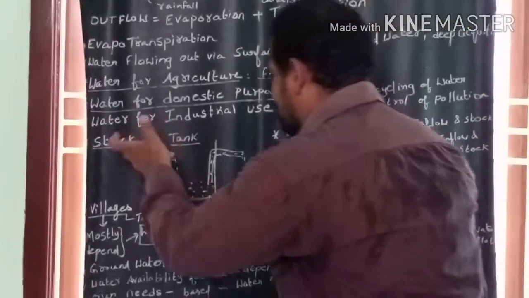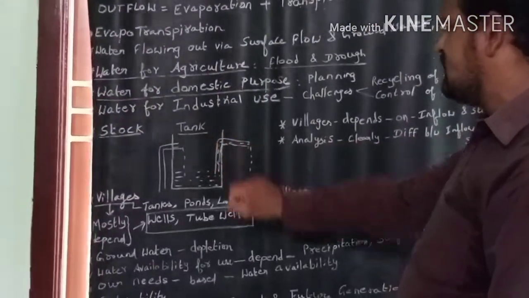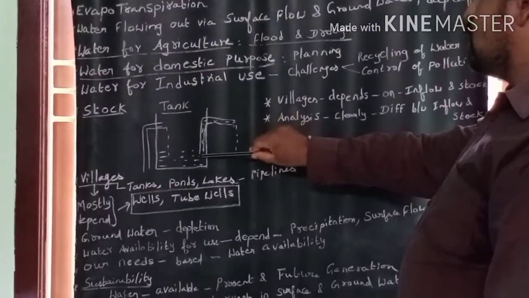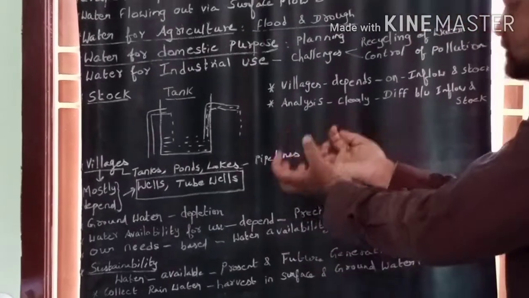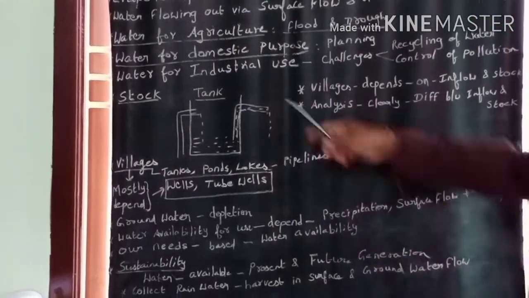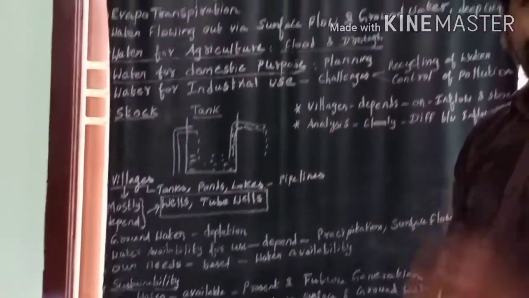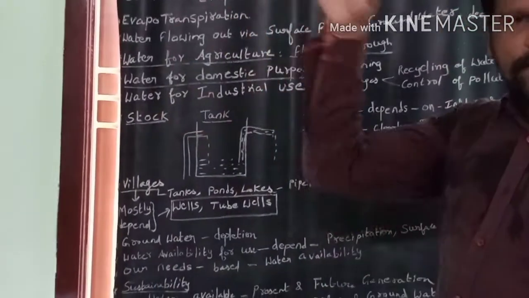Now you open the inlet pipe and outlet pipe, what happens? By the inlet pipe the water fills the tank. By the outlet pipe the water comes outside from the tank to the tap and we use it. When you use the water from the outlet pipe, what happens? The stock decreases. Similarly, let us come to an example now.